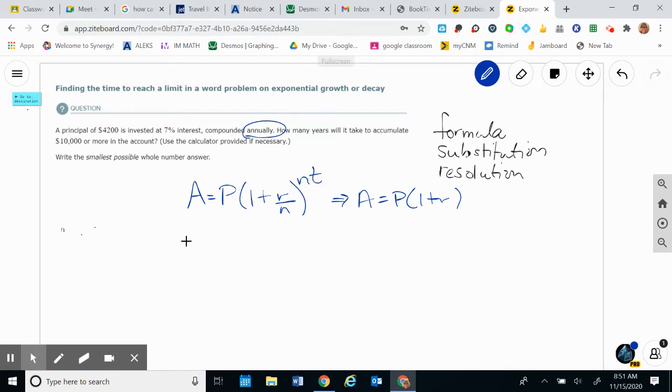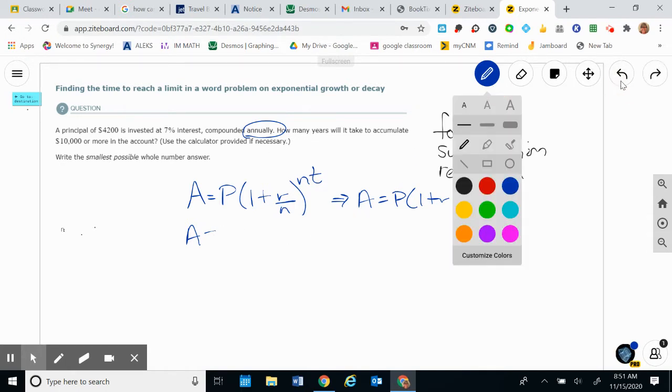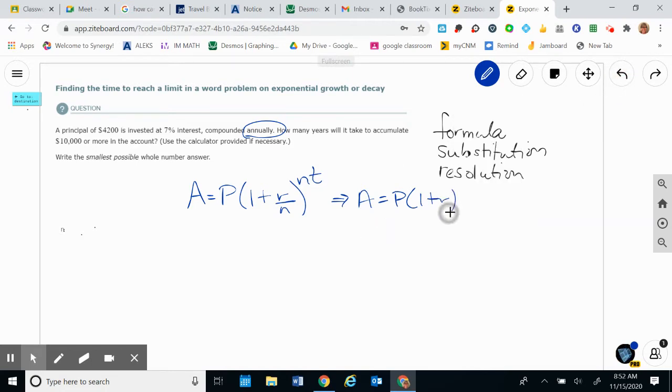But I'm just going to go ahead and do it this way because this way you have something to hang on to. It says a principle of, and I'm going to put A, because it says how many years will it, oh wait, sorry, let me not do that. Let me not assume what we're doing here. Let's read the problem first. That's probably the best thing.